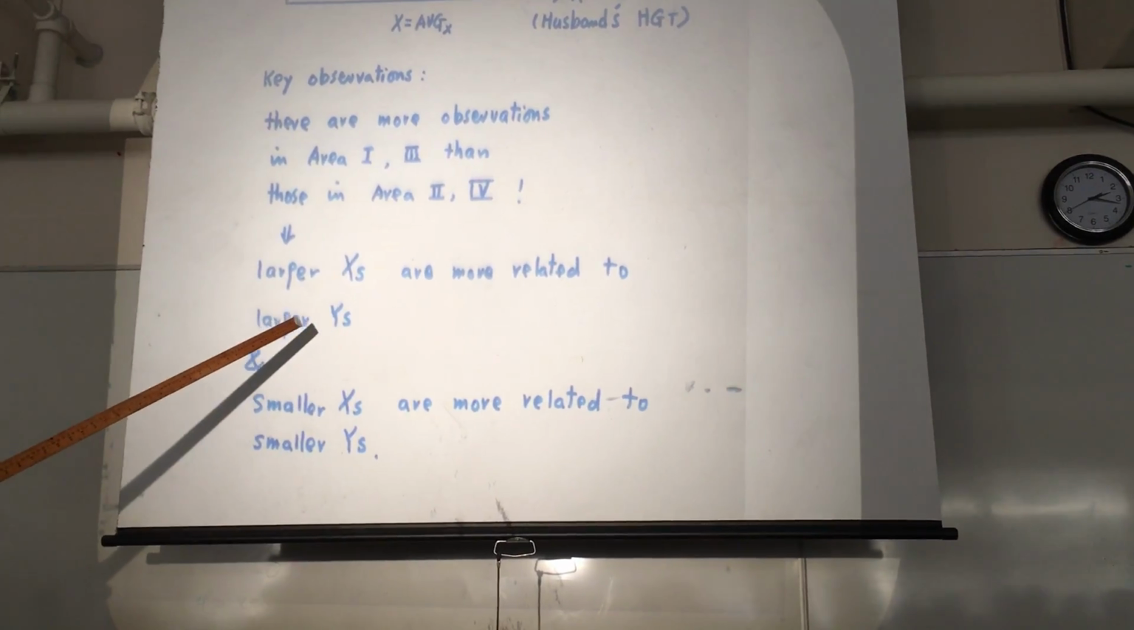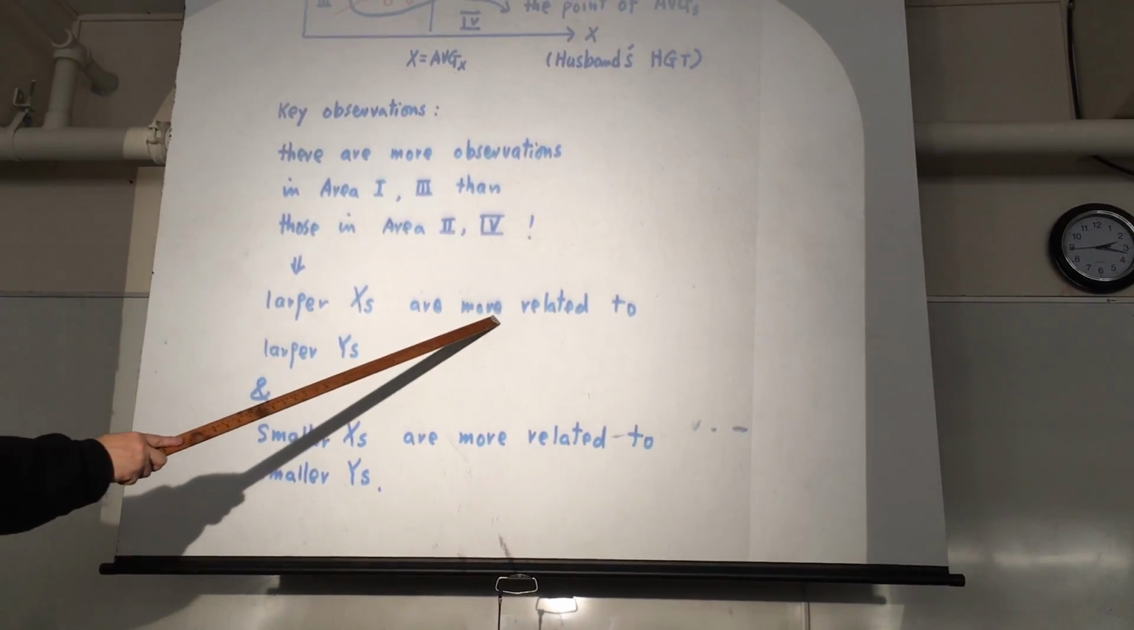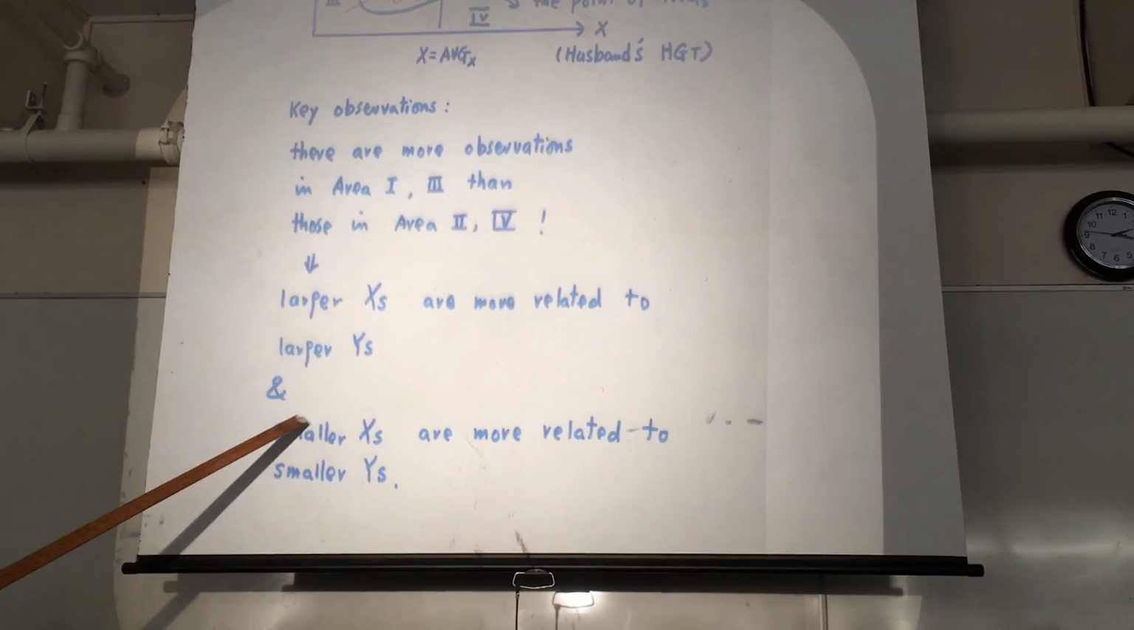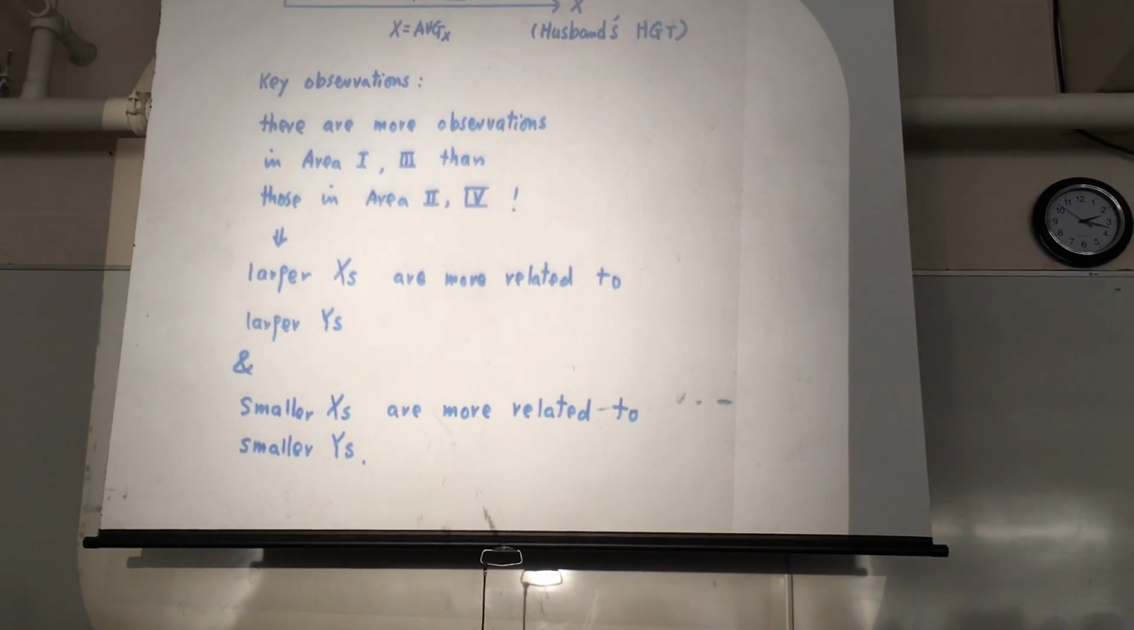Is that okay? How about negative association? It changed. Larger x are more related to smaller y's, and smaller x are more related to larger y's. That's negative association.